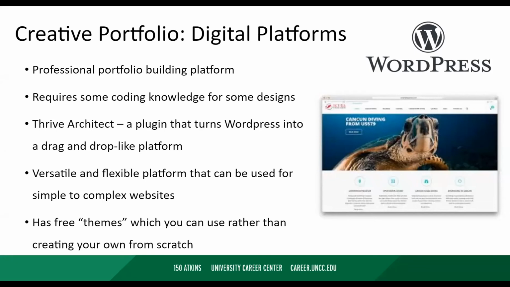You can also download a plugin called Thrive Architect, which makes WordPress a little bit more like a drag and drop platform. It already has some drag and drop features within it, but if you want even more, you can download that plugin. And it's pretty versatile. There are lots of different free themes that you can use, different layouts to correspond to the type of creative work you want to do, whether it's blogging, visual, more of that architecture and construction. So it really does correspond to what you want to do.